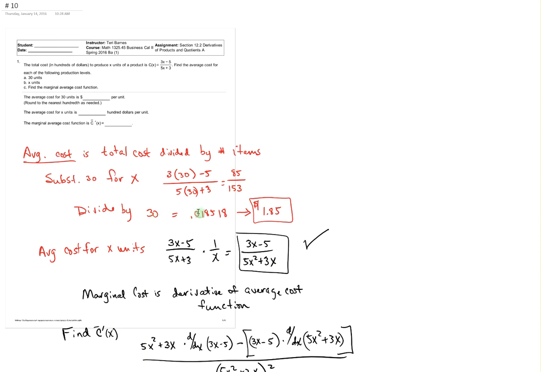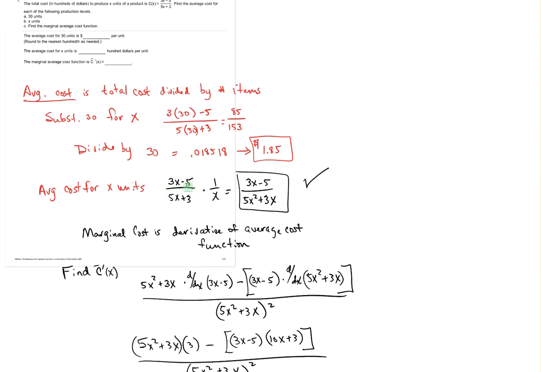And if you do that in your calculator, you get this decimal. Putting that in money terms, that's $1.85. We moved the decimal over 2 places. So we just plugged in this number here. We got this as our cost. That's a cost function. But they're talking about average cost. So we have to divide by the number of items. So we divided this by 30, and we got that. All right, for the average cost for x units, we've got to divide by x.